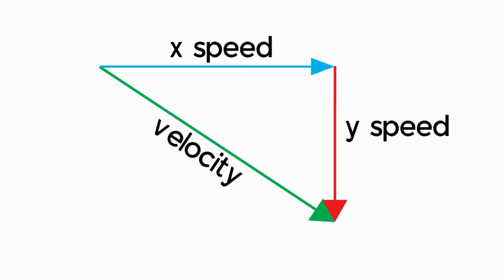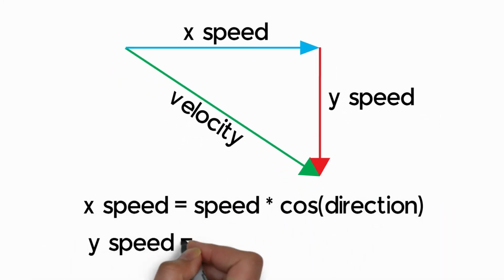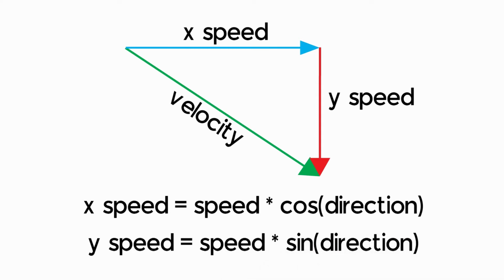Of course, we need to work out how large these two component velocities are. To do this, we need to use our sine and cosine functions. The equations we get are that our horizontal speed is our total speed times the cosine of our direction, and our y speed is our total speed times the sine of our direction. That should give us enough information to complete the coding for our function. So have a go at that, and I'll see you in a few seconds.